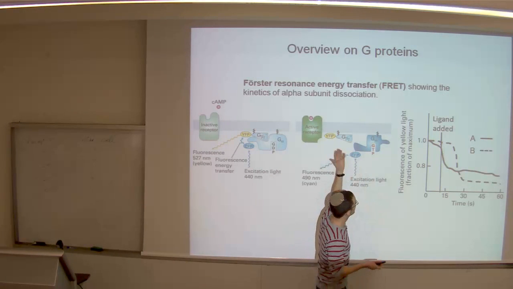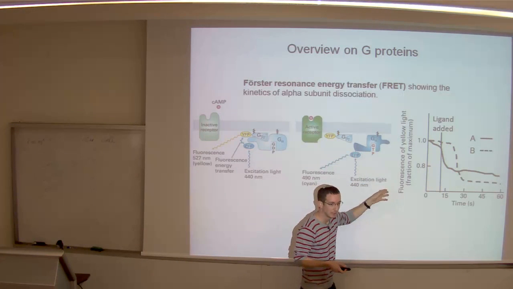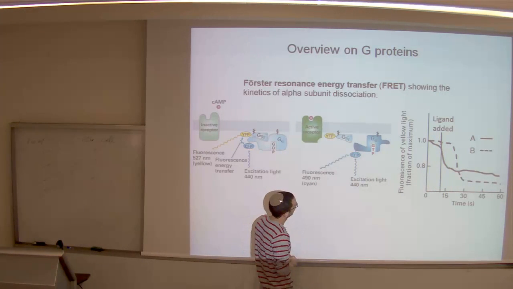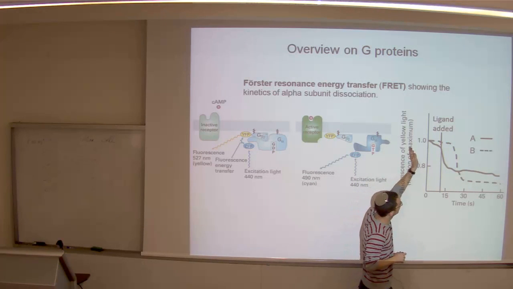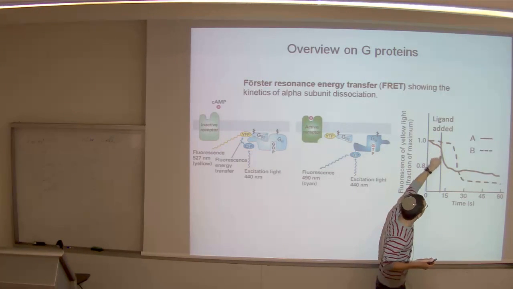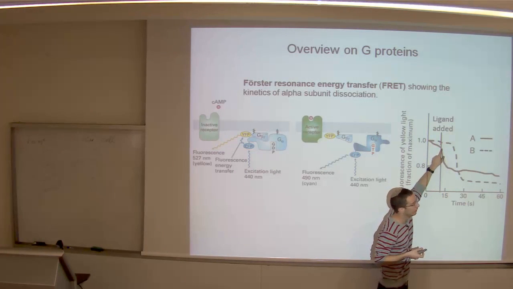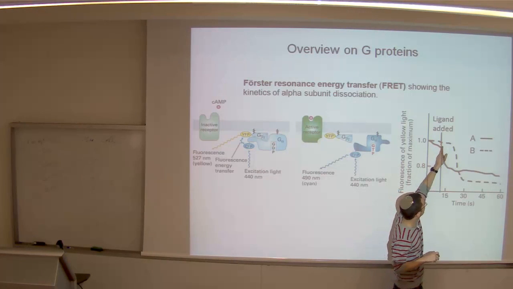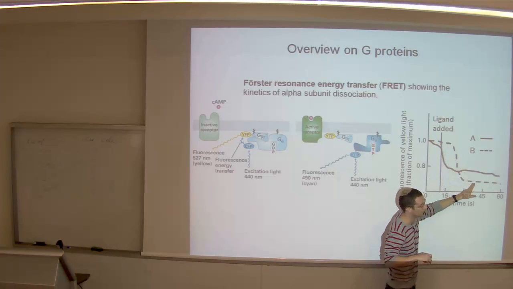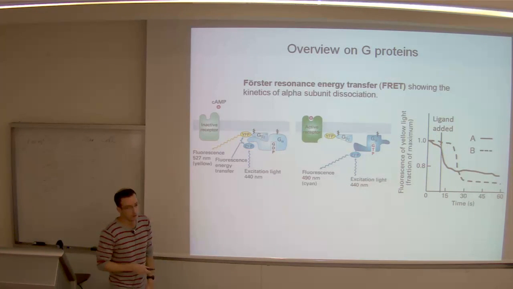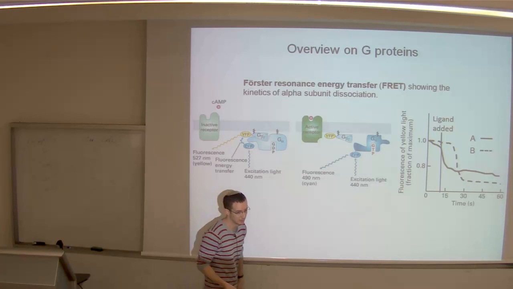And so if you plot the emission of the yellow dye on the y-axis as a function of time, and you expose the system to a ligand, say the cyclic GMP here, cyclic AMP here, you see that in some conditions, say in condition B, the G protein activation is quite rapid. You see a decrease in the intensity of the emission of the yellow dye. The decrease happens quite rapidly, really immediately. And in other conditions, it takes several seconds until you get this drop in the intensity. So that was the Förster resonance energy transfer technique.